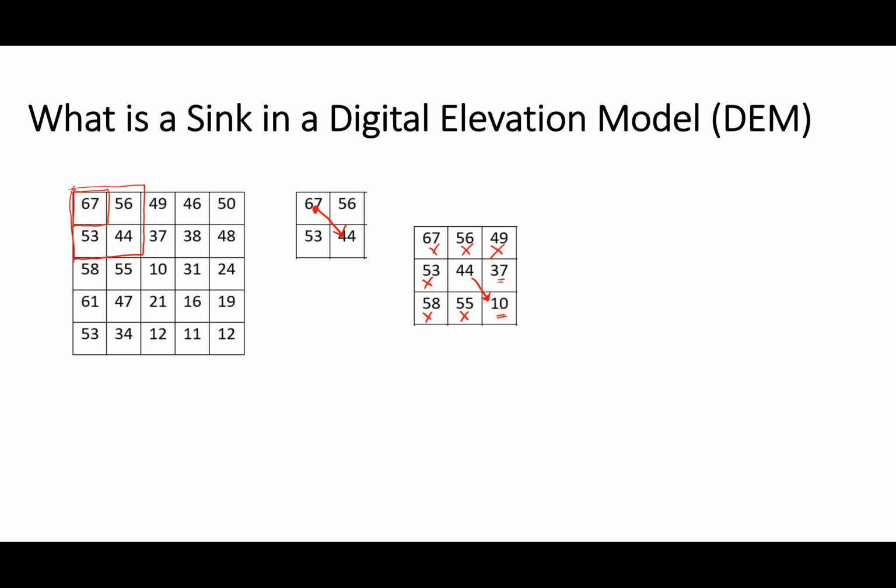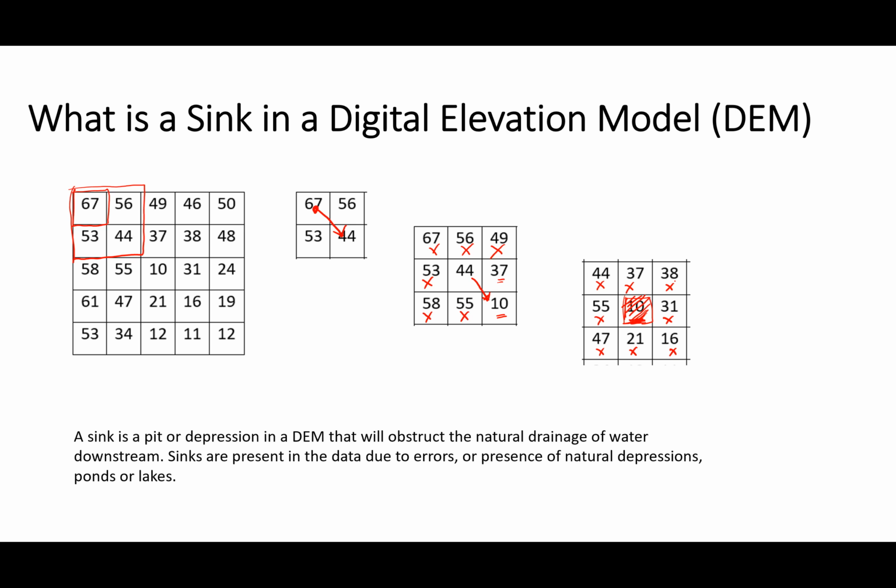Now let's see what happens next. So what I have done here again is I have drawn all the neighboring cells of this cell that has elevation of 10. Now if you look at the elevation values around 10, you will see that they are all higher than 10, which means the water cannot move out of this cell and it is sort of stuck here. And whenever we encounter a cell like this in a DEM, we call that a sink. So a sink is a pit or depression in a DEM that will obstruct the natural drainage of water downstream.